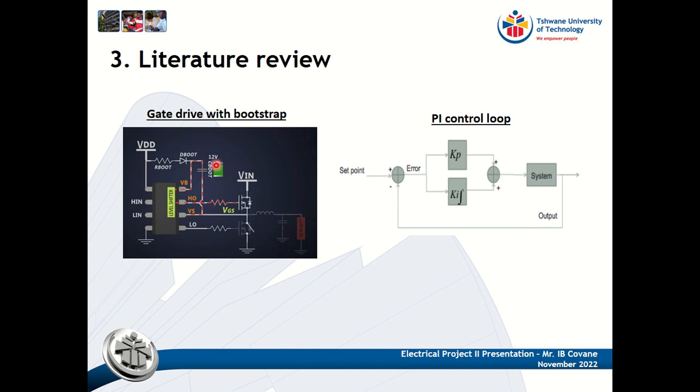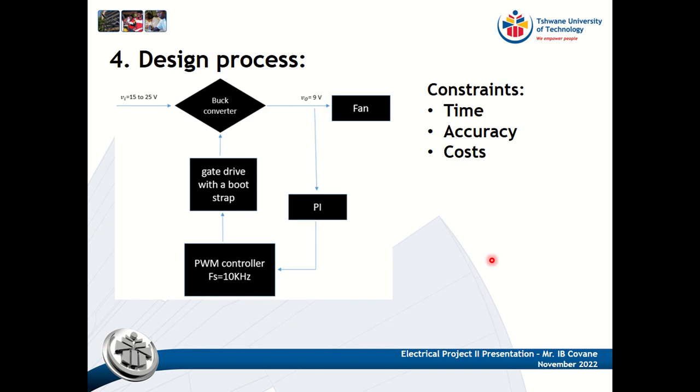Here we have a gate drive with bootstrap. A bootstrap is used when we're using high side switching. This gate drive is used to boost up the signal from the PWM so that it can switch the MOSFET. Then this is the PI control. PI control is a feedback control loop that calculates an error signal by taking the difference between the output of the system. Let's now look at the design process.